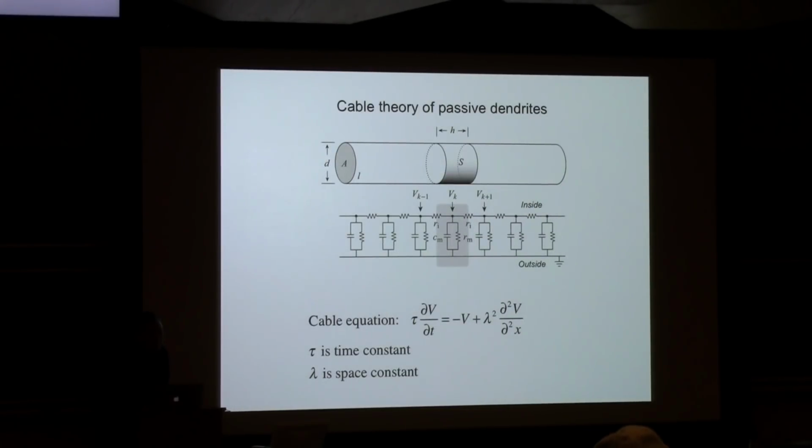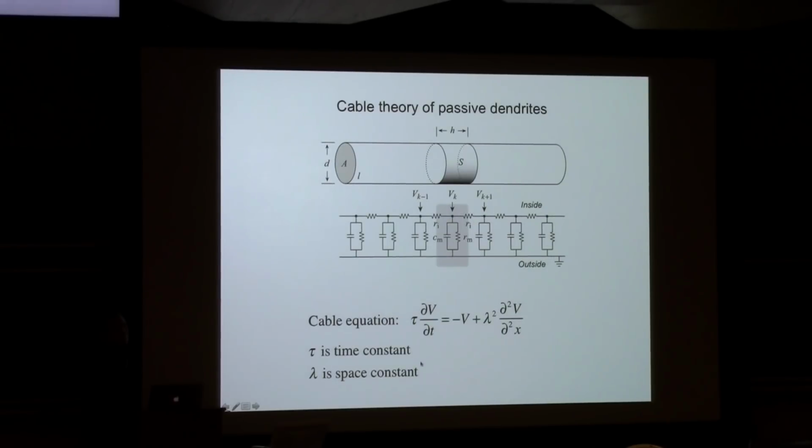So the standard theory of the dendrites is the cable theory. Basically, you treat the dendrite as a cylinder with a membrane. The membrane has some capacitance. You also have some resistance inside and across the membrane, and some leak through the membrane. So you can derive an equation. I'm not going to go through this.